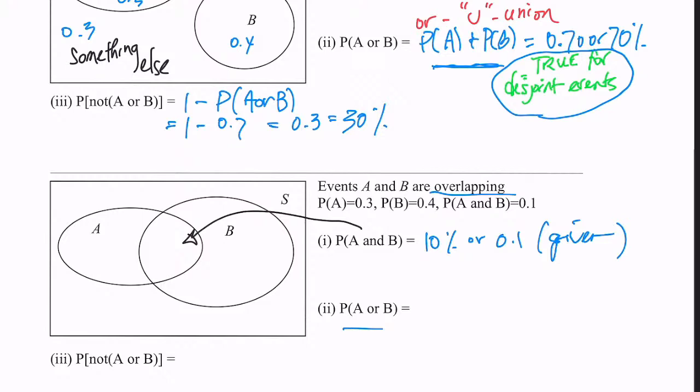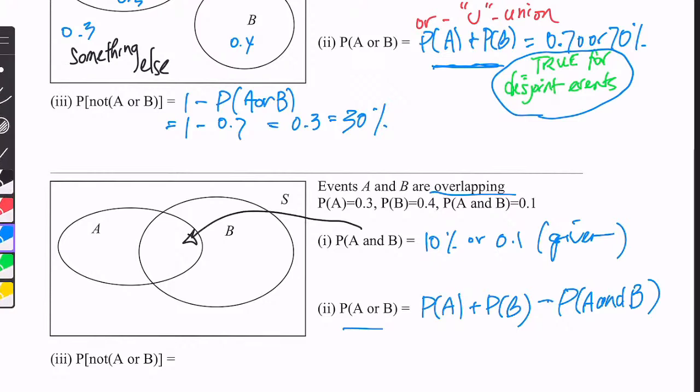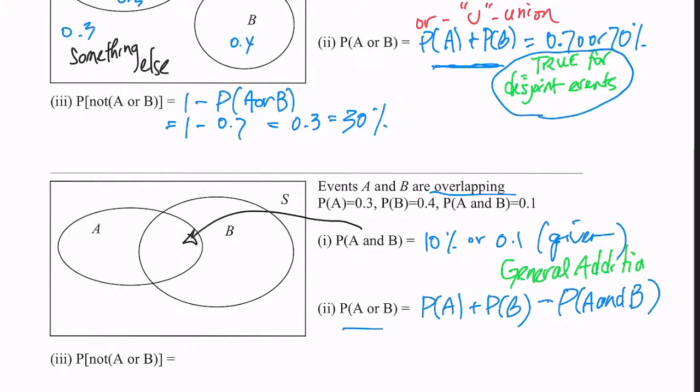So what we have to do when events are not disjoint is use what's known as the general rule and say the chance of A plus the chance of B minus the chance of A and B. This is the general rule for events, the general addition rule.